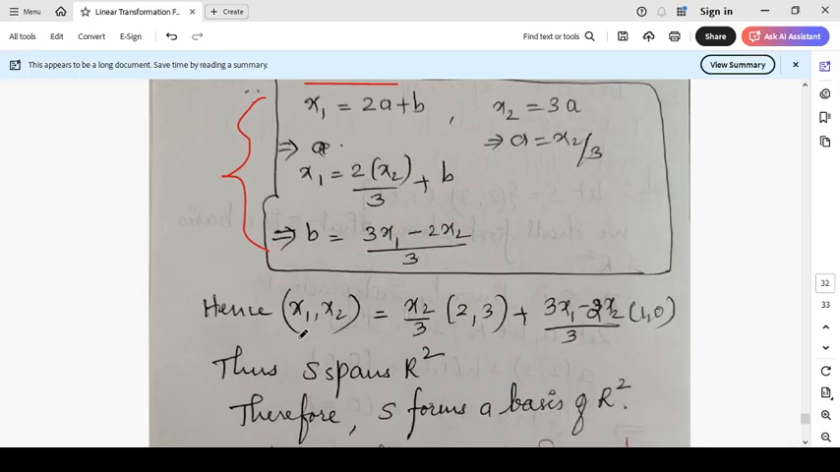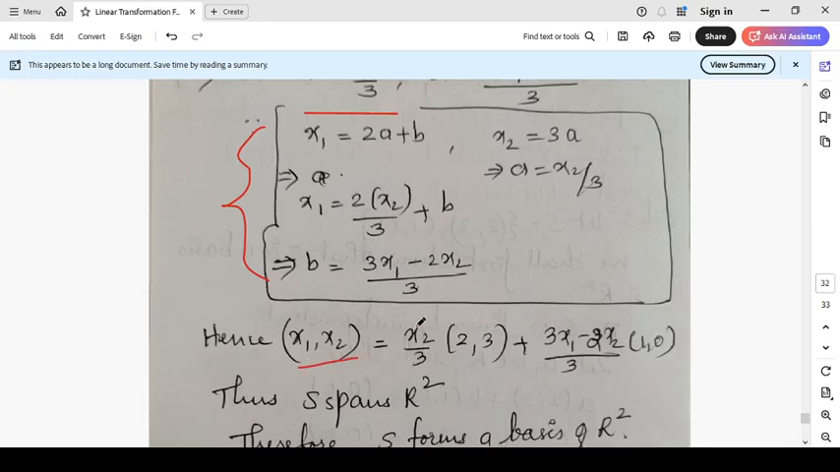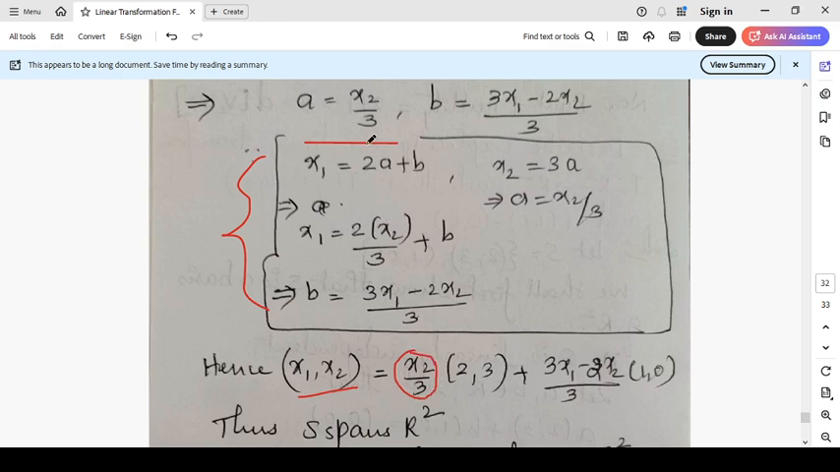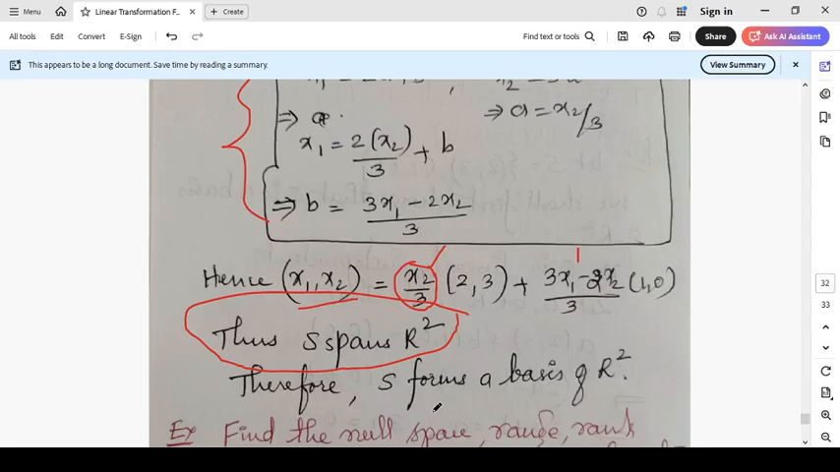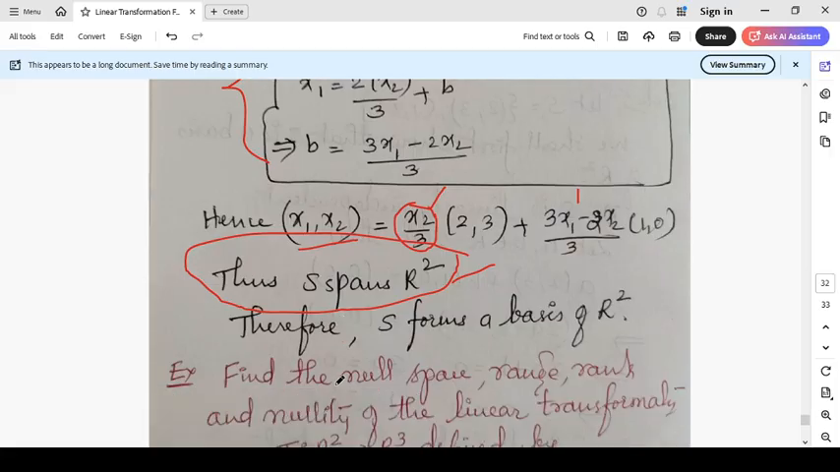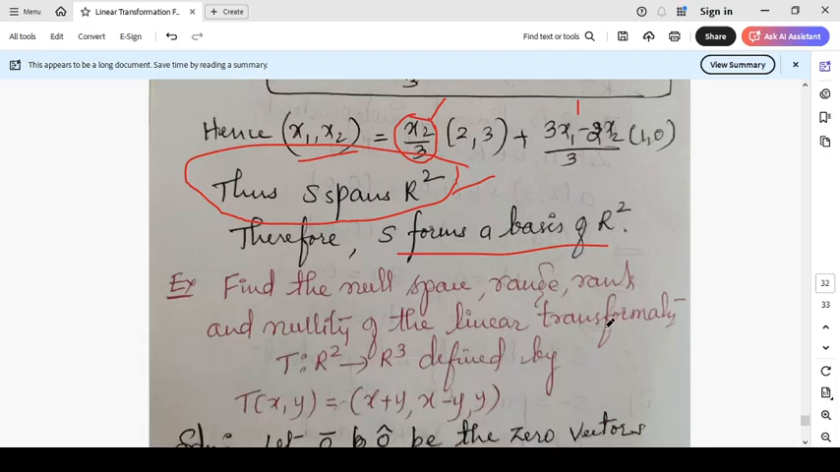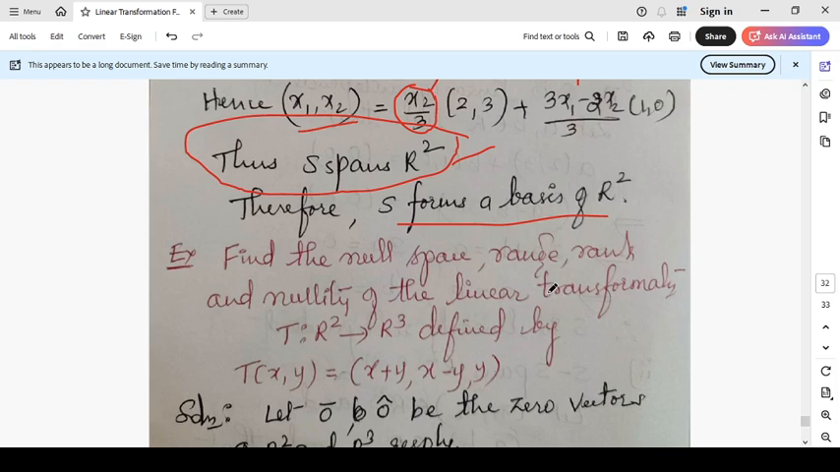Next, hence (x1, x2) is equal to, in place of a, we have x2 by 3, so put that, x2 by 3 into (2, 3), plus, in place of b, we have (3x1 minus 2x2) by 3 into (1, 0). Thus what we have done is we have eliminated a and b. Therefore S spans R square, and S forms a basis of R square. So this is how we need to describe the linear transformation.